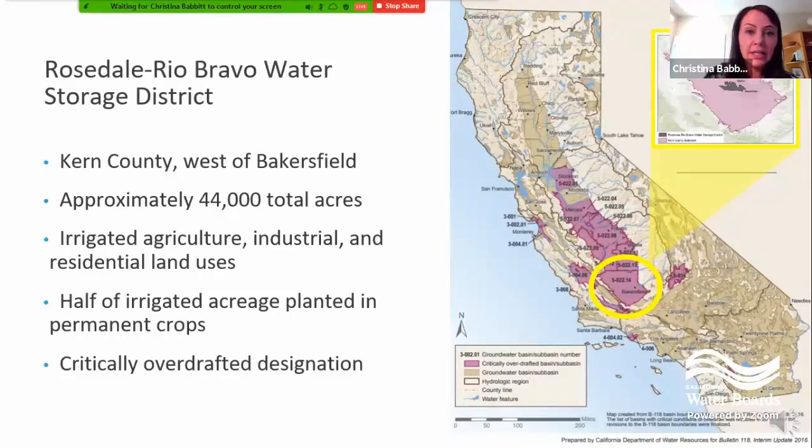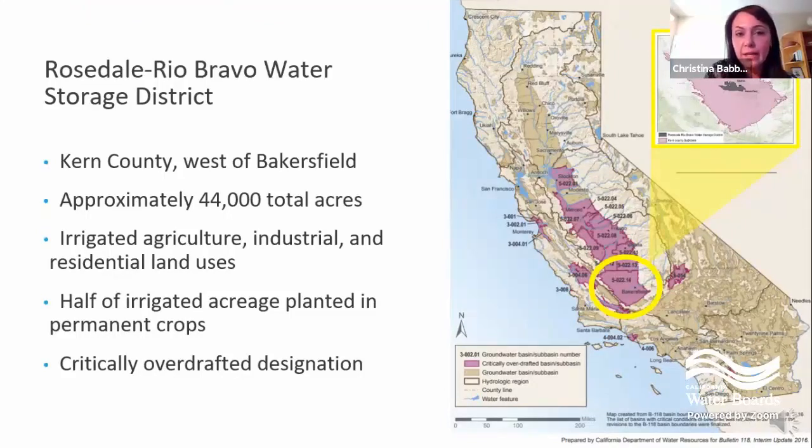Rosedale is located in the San Joaquin Valley. They're really located in the heart of groundwater overdraft. They manage around 44,000 acres of land, and around 27,000 acres are planted in irrigated agriculture. About half of this irrigated acreage is planted in permanent crops. And under SGMA, they are a critically overdrafted basin. Next slide, please.